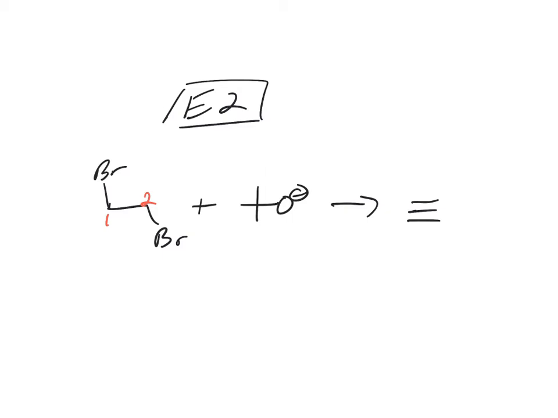So if we look at eliminating bromine on carbon 1, what do we need to look for? What hydrogen do we need to take off to eliminate the bromine on carbon 1? Which hydrogen? Where is it at? On which carbon? It's on carbon 2. Right? The hydrogen on carbon 2.